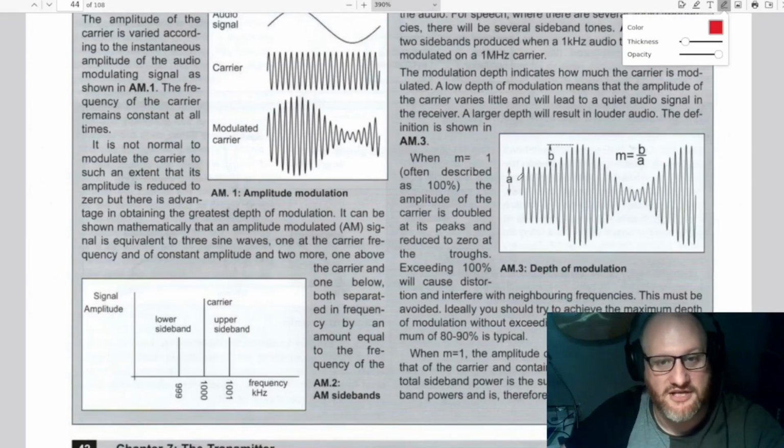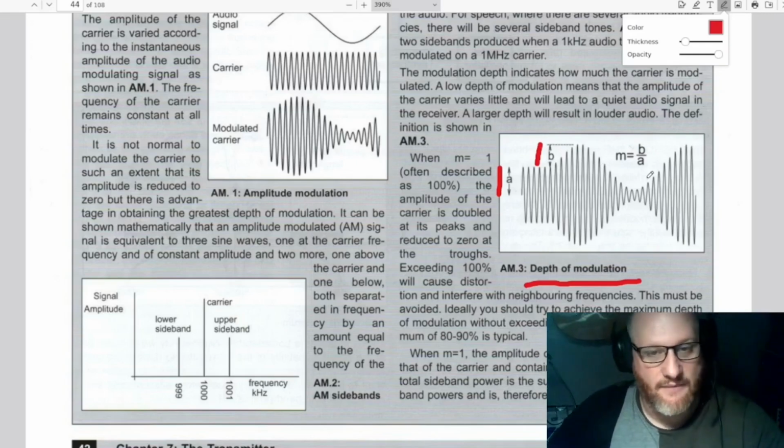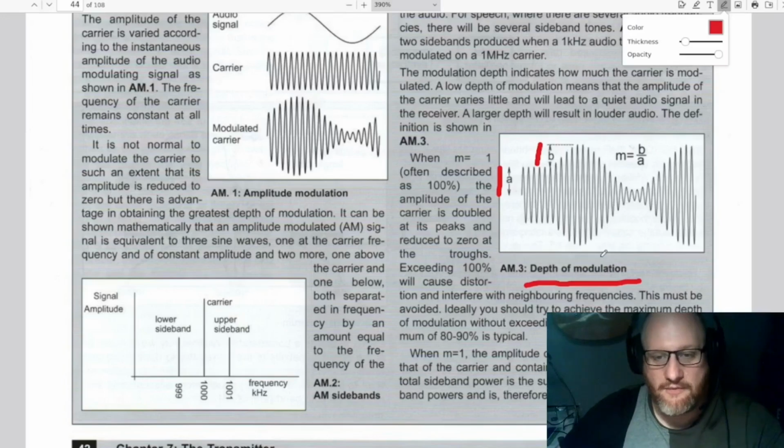It also explains this idea of the depth of modulation, which is a ratio of the amplitude of the unmodulated carrier to the amount by which that changes with an audio signal that's used to modulate it. So we've got the amplitude of our carrier that's unmodulated, and then we will modulate that carrier, we will change its amplitude with an audio signal to produce this envelope, and we get this amount by which it changes. If we divide B by A, we get this depth of modulation. So the depth of modulation is a property we're interested in with AM.